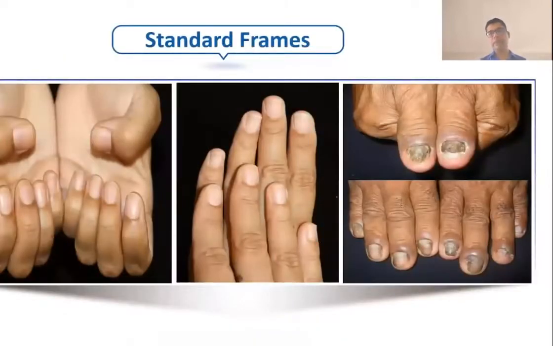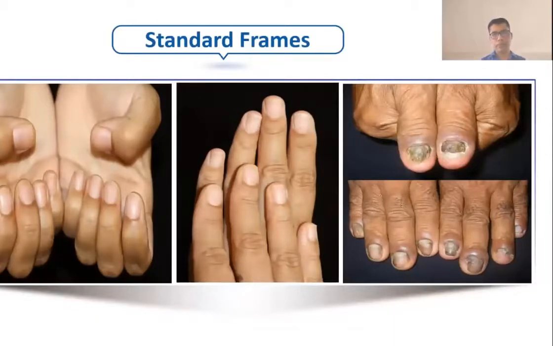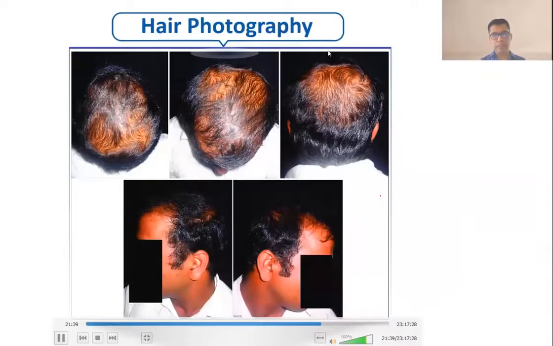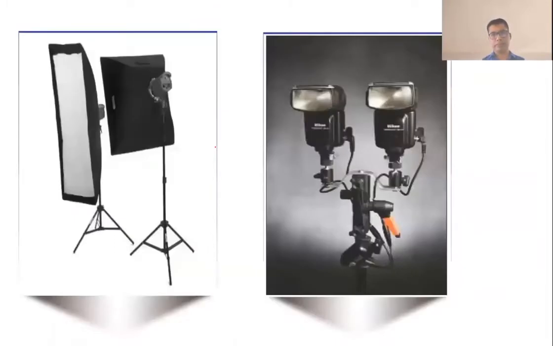For nails, there are a lot of articles which talk about standard frames, where you can capture all the nails if you want to. You can just go through those articles. I will not be discussing them in detail. For hair also, there are some standard frames, especially when you're talking about generalized hair loss. A minimum we include is 5 frames, 2 from the side, 1 from the back, 2 from above and 1 from the front. Again, hair is a very reflective surface, so the use of soft boxes and flash diffusers will help to reduce the sharp reflections.